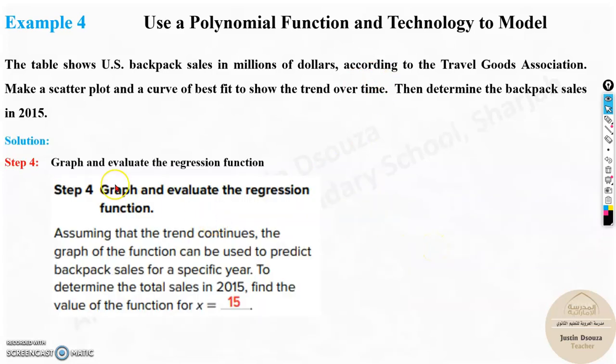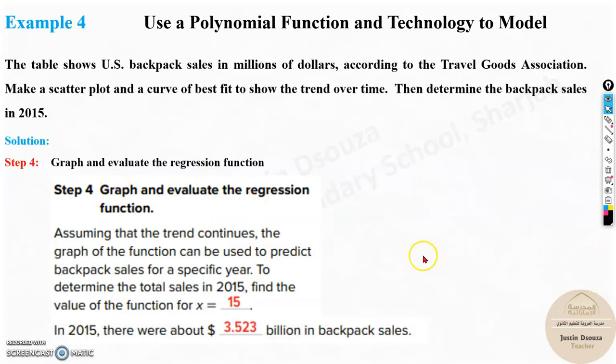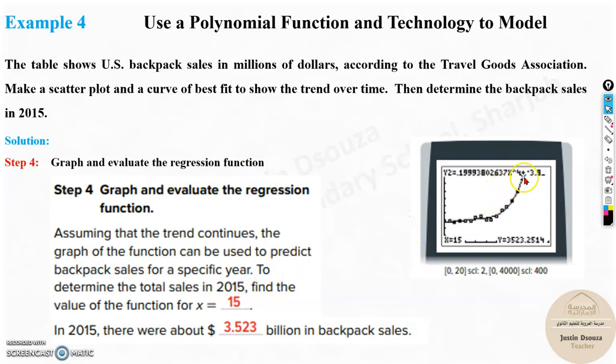Now, graph and evaluate the regression function. Basically for x equal to 15, you're extrapolating. They have given the values till 2014, and they're asking you to estimate what is next. So the estimate will be done from the calculator itself. If you extend the graph, see, it's going like this. If you extend it, you'll get an approximate answer. The answer for x equals 15, that is 2015, is 3.523 billion.